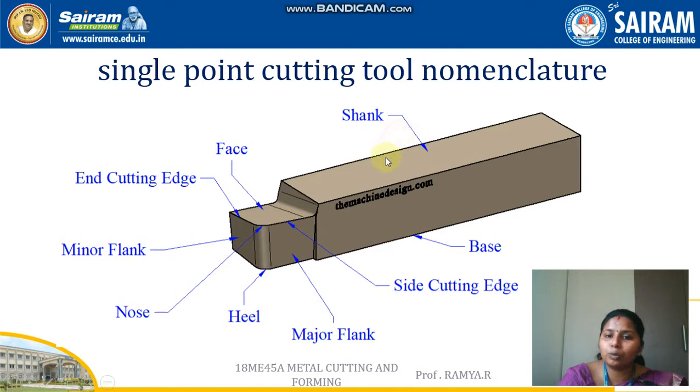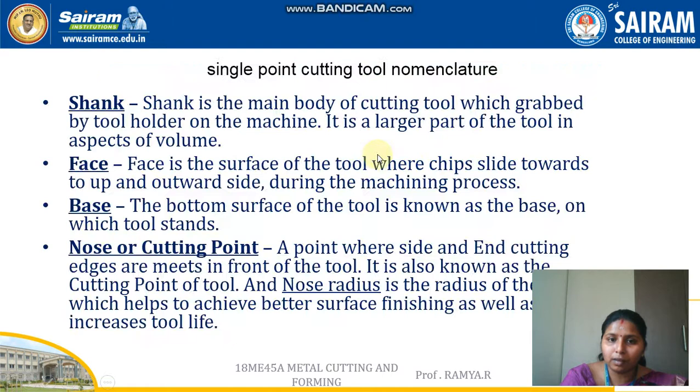So the topmost part is called the shank. This is the face. The intersection of a side cutting edge and end cutting edge creates a nose, and here is a heel, flank, and cutting edges. So this is a diagram of the single point cutting tool. Now let's take a look at the nomenclature used in a single point cutting tool.